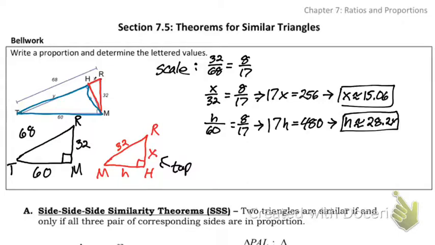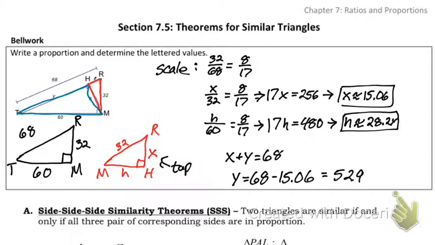If I know my x value, that means all I have to do is say that x plus y equals that 68. Well, x equals 15.06. So y is going to equal 68 minus 15.06. Make sure all my numbers match up. Yes, they do. So that's going to equal 52.94.